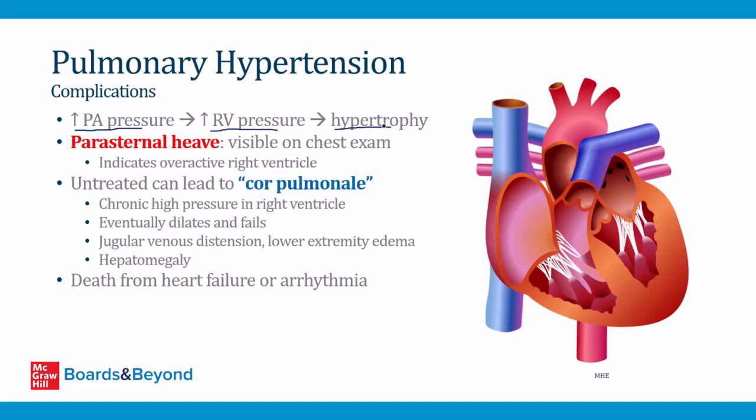And when patients have right ventricular hypertrophy, they can get a sign on physical exam that you can appreciate. It's called a parasternal heave. This is a visible heave of the chest over the right ventricle. And anytime you see this, it indicates an overactive right ventricle.